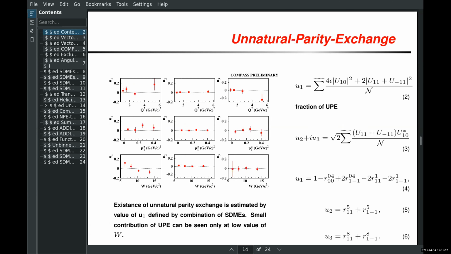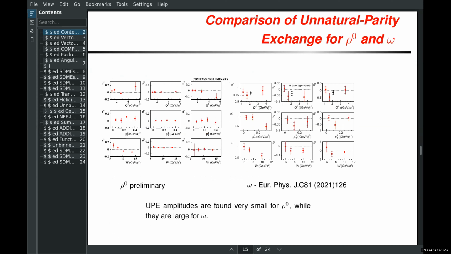Next we look at the unnatural parity for the rho zero. It is practically zero, and for the dependence on PT it is also close to zero. If we compare this unnatural parity for the rho zero and for the omega, we see completely different results. For the omega it is close to 1, here it is close to 0, and the same holds for the dependence on PT and on W.